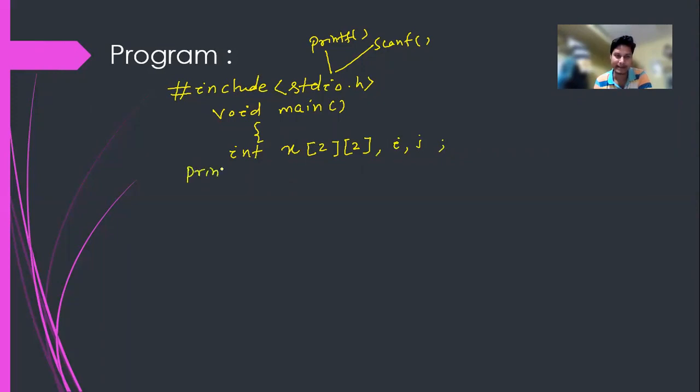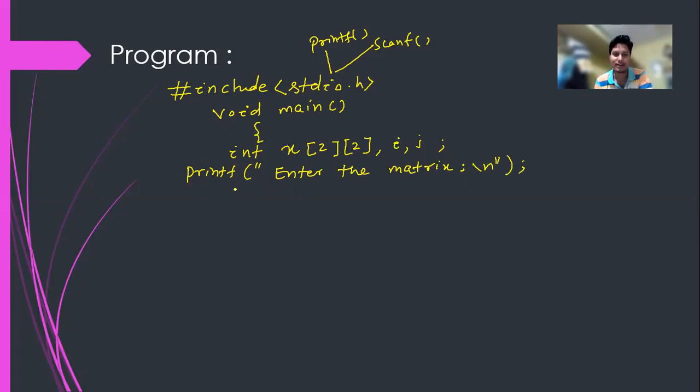I'm writing the printf statement: "Enter the matrix\n", double quotation, end bracket, end semicolon.